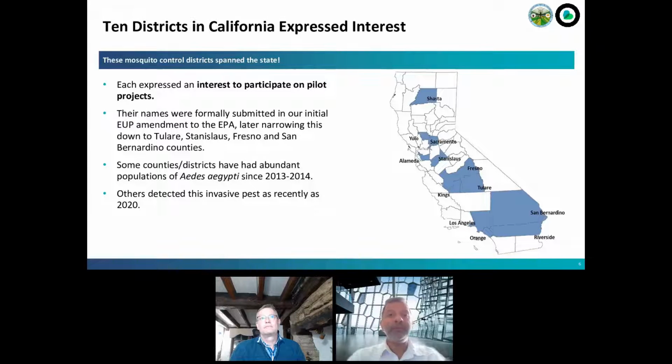And so all of these mosquito control districts in California were in our initial EUP, Experimental Use Permit Amendment, to the U.S. Environmental Protection Agency, or the EPA. We then really narrowed this down to the Central Valley. Although some of these counties have had Aedes aegypti since 2013, 2014, some are a lot more recent. And so we are partnering with Delta Mosquito Vector Control District in Visalia, California, on a pilot project.